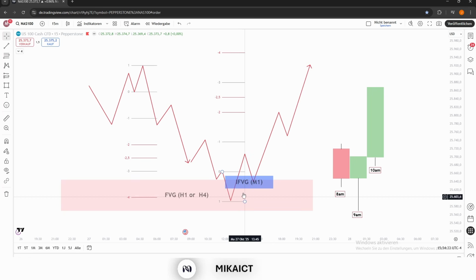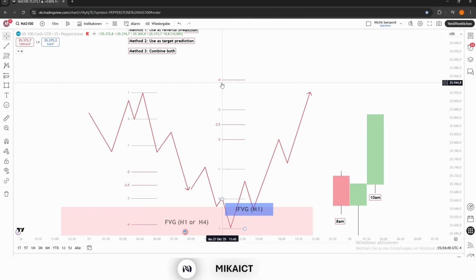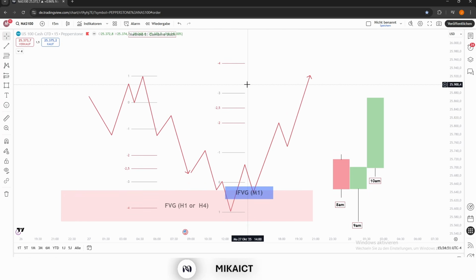But also, let's imagine you catch the long here. You can also use standard deviation as a target. You can take partials, for example, here at the -2, -2.5 zone, or also at the -4 level. And that's it. That's really simple. But now it gets even more important. You don't randomly want to long into the -4 level, because price is not waiting for the -4 level.